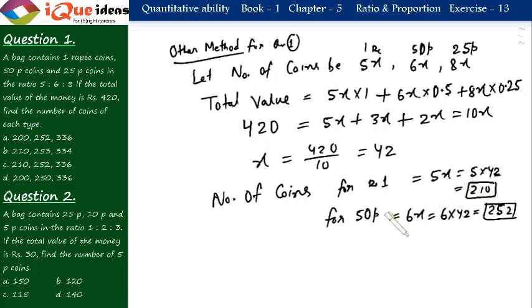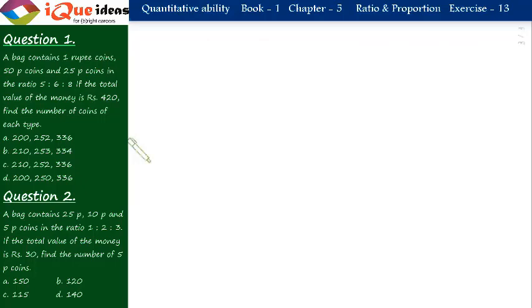And for 25 paisa, it is equal to 8x. So it is 8 into 42, which is 336. So there are two ways of doing this question. Okay, but I would suggest that the first method would have been a little better. Let's try the second question.